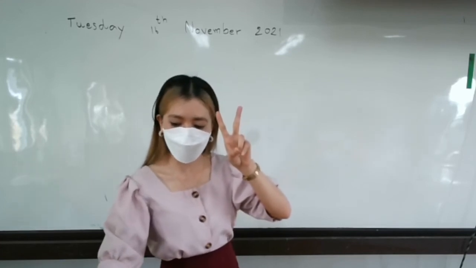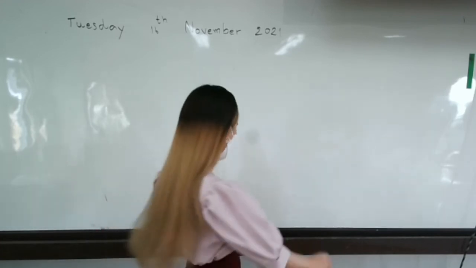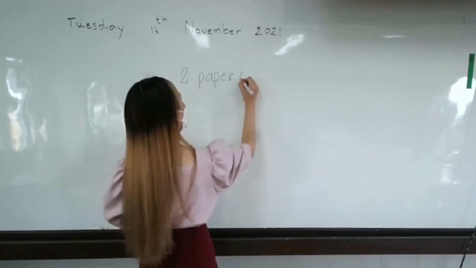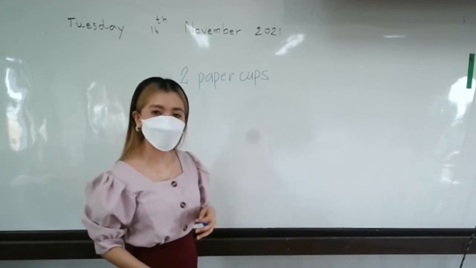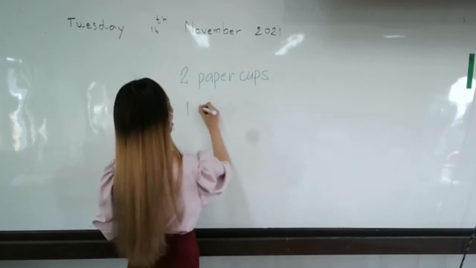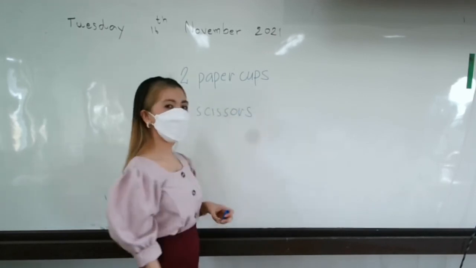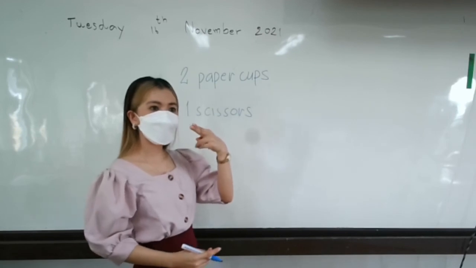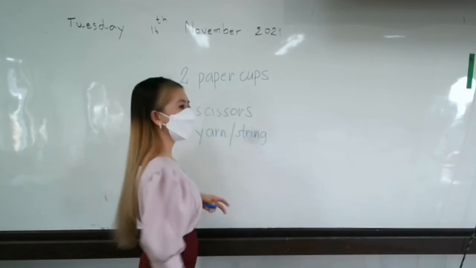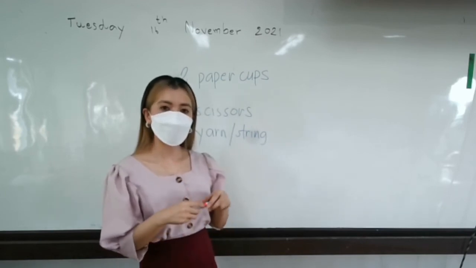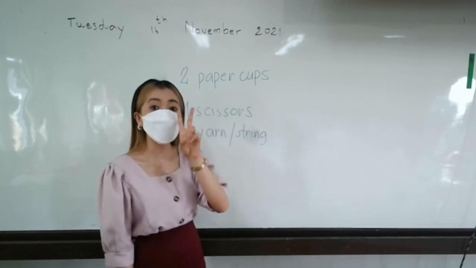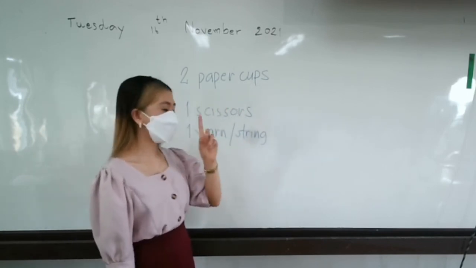So what are the materials that you're gonna bring? You're gonna bring 2 paper cups. Let me write it. 2 paper cups. You know what are paper cups? Cups you used to drink. You can find that on 7-Eleven. What else? 1 scissors. And then 1 yarn or string. So these are the things that you're gonna bring. 2 paper cups, 1 scissor, and 1 yarn or string.